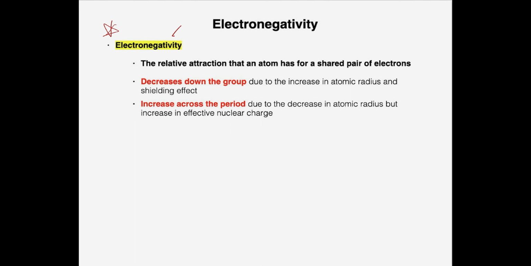Electronegativity is a relative attraction that an atom has for a shared pair of electrons. It decreases down the group due to the increase in atomic radius and shielding effect. And it increases across the period due to the decrease in atomic radius but increase in effective nuclear charge. The term electronegativity is frequently tested in IB and comes up frequently during this course, so it will be really nice to fully understand this concept.